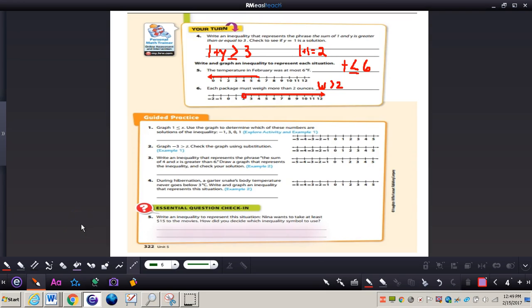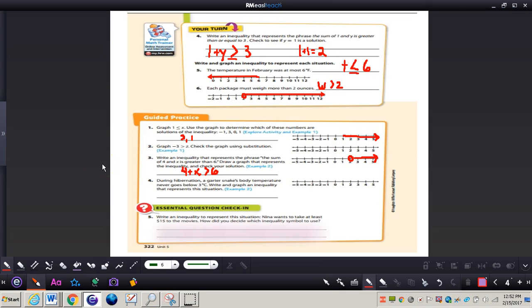Now, what I would like you to do is take a look at number 1, and I want you to complete this problem, and you can work on it now. Okay, 3 and 1 would both be the solutions, and you can see that we have 1, the circle is closed at 1 because 1 is a solution, and to the right of that is filled in on the number line. So what I would like you to do now is to complete number 3. I want you to write an inequality that represents the phrase, and then also draw a graph that represents an inequality, and you can do that all by yourself, and you can work on that now.